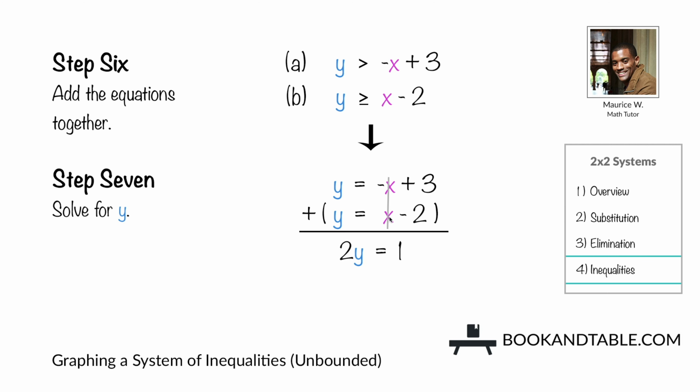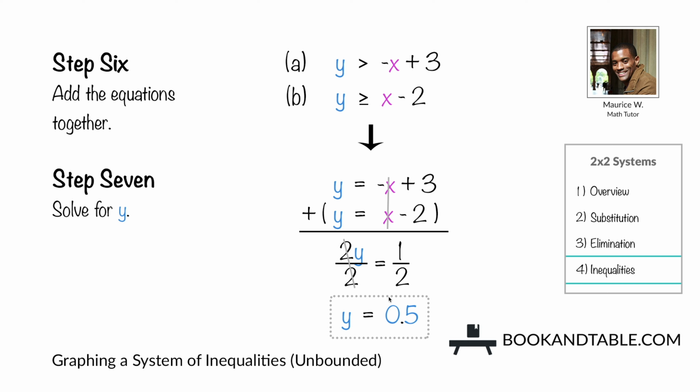-x plus x cancel each other out. And 3 plus -2 is equal to 3 minus 2, which is 1. Now to negate this coefficient of 2, you can divide both sides by 2, leaving you with y is equal to 1 divided by 2, which is equal to 1/2, or 0.5.